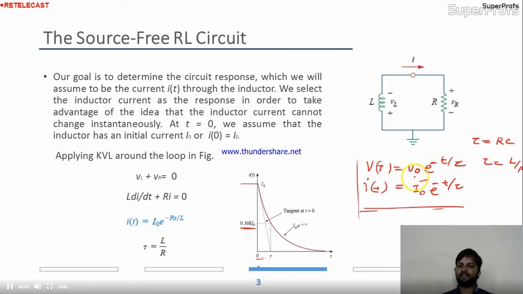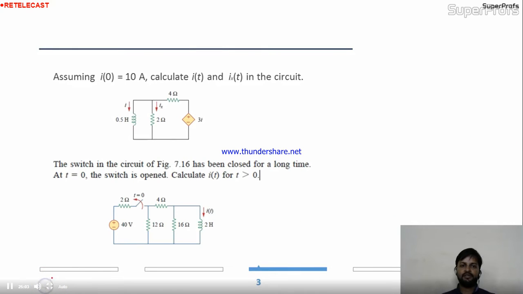So these are the two equations in a source-free circuit. For the capacitor, v(t) is V naught e to the power minus t by tau volts. And for the inductor, the current is i(t) equal to I naught e to the power minus t by tau amperes. Is it okay? So we'll see one example based on this.